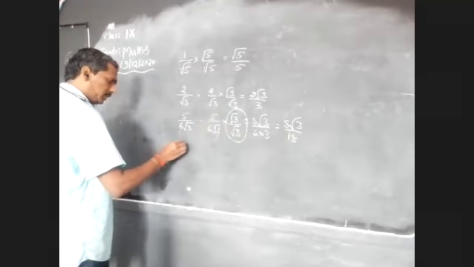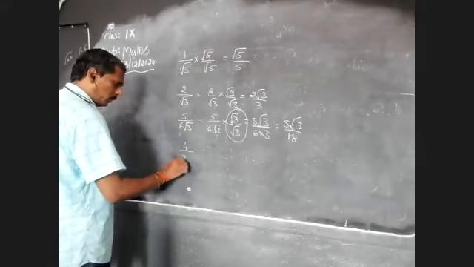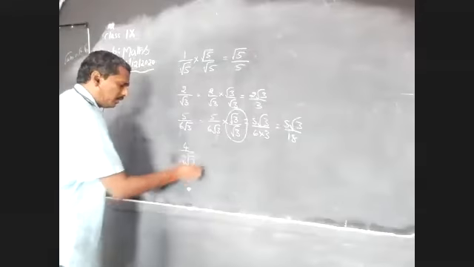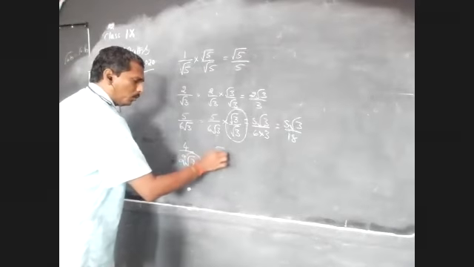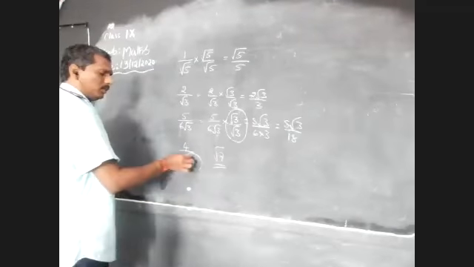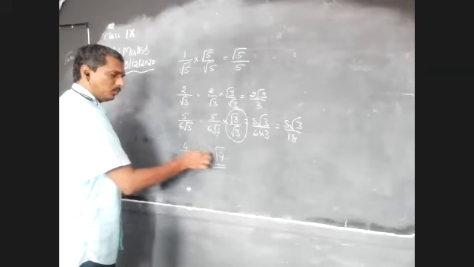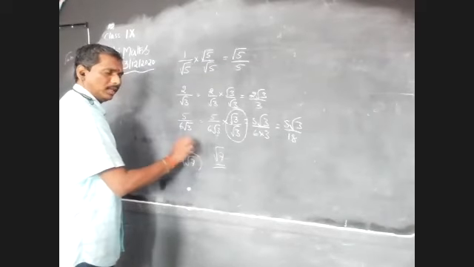Suppose it is given like this: 4 by 2 root 7. What is the rationalizing factor here? The rationalizing factor is root 7 only.